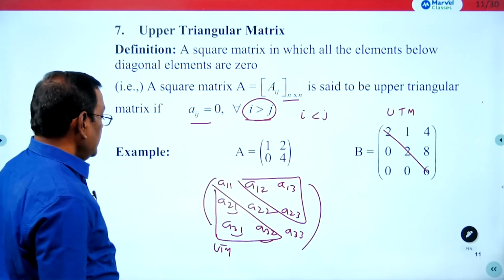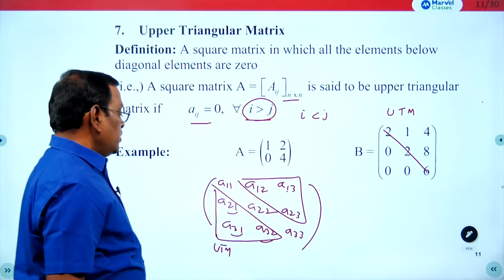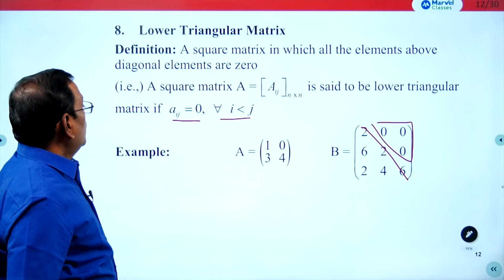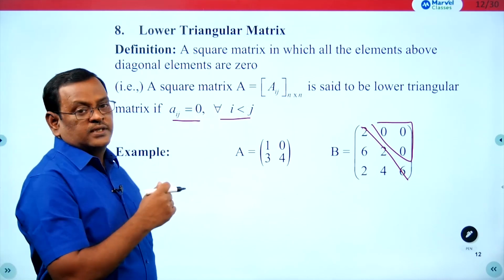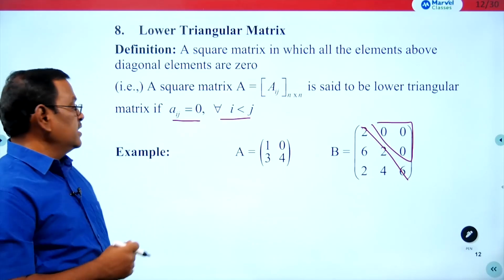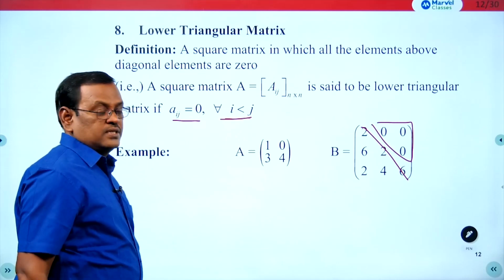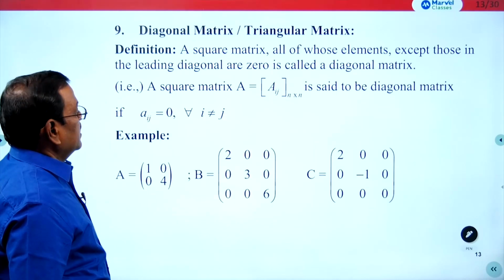See here, i less than j: 1 less than 2, 1 less than 3, 2 less than 3. Above the diagonal elements are 0. It's called a lower triangular matrix. Lower triangular matrix means above the diagonal is 0. Upper triangular means below the diagonal elements are 0. There i greater than j, here i less than j. This is the 8th type.